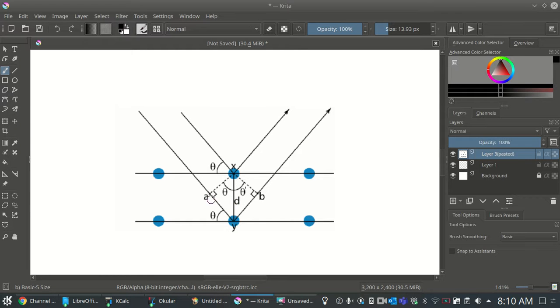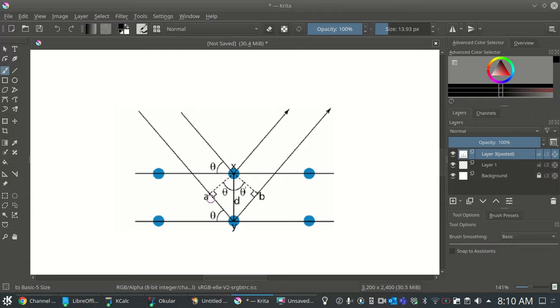So 2d sine theta would be both of these lengths together, and these represent the full extra length that this ray had to travel. Now, that 2d sine theta has to equal an integer number of wavelengths. So that's why Bragg's law is 2d sine theta equals n lambda.